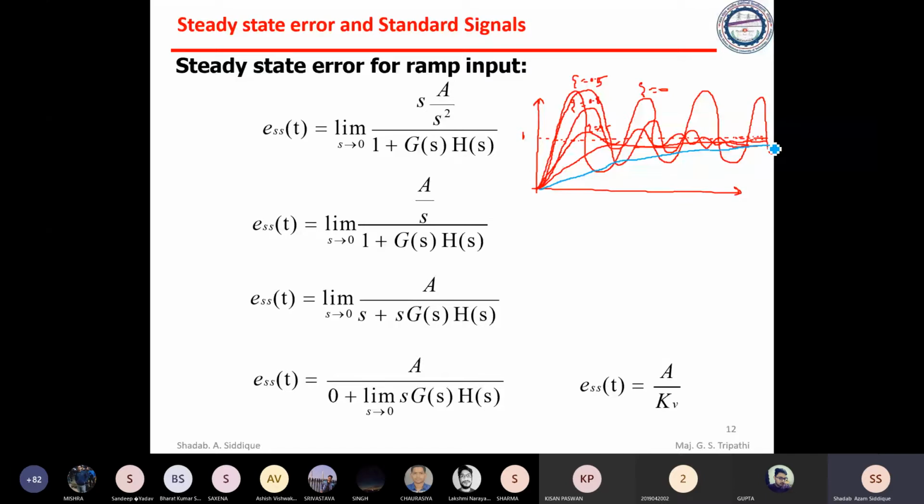So that's it for c(t), the response analysis subjected to the unit step input. If you are asked to find the response, you can find it. Clear?